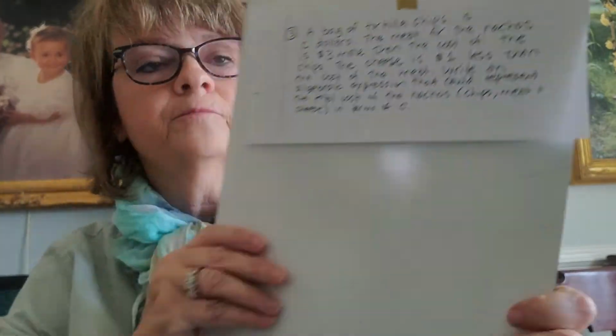Problem number 3. It says a bag of tortilla chips is $C. The meat for the nachos is $3 more than the cost of the chips. The cheese is $1 less than the cost of the meat. Write an algebraic expression that could represent the total cost of the nachos. In other words, how much is the chips? How much is the meat? How much is the cheese in terms of C? What that means is when they say in terms of C, your answers are not going to have X's in them. They're going to have C's in them.